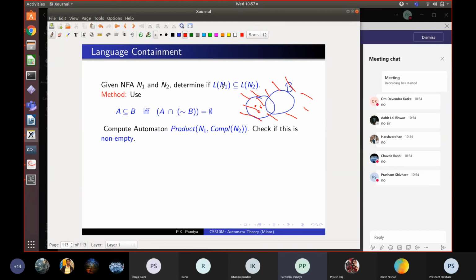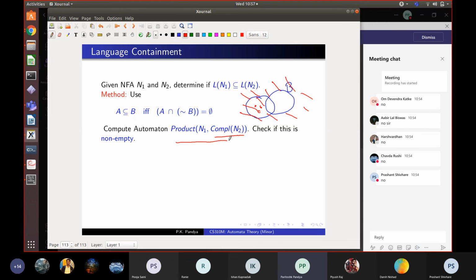So in order to check that the language of N1 is a subset of the language of N2, what do we do? First, for N2, we have to find its complement. So we first construct an automaton for the complement of N2. And then to find the intersection of that with the language of N1, I take the product of automaton N1 with this complemented automaton N2. That will recognize the emptiness.